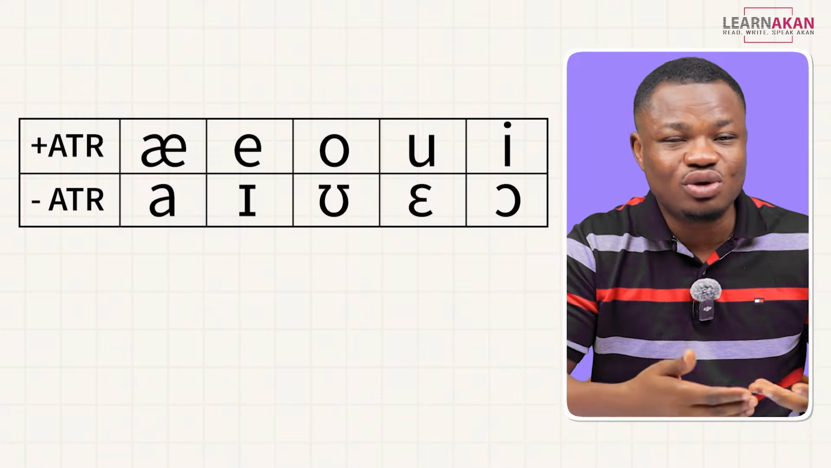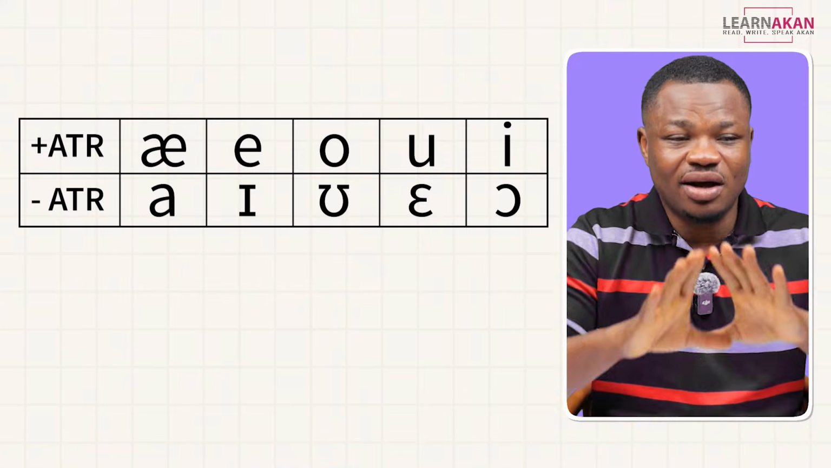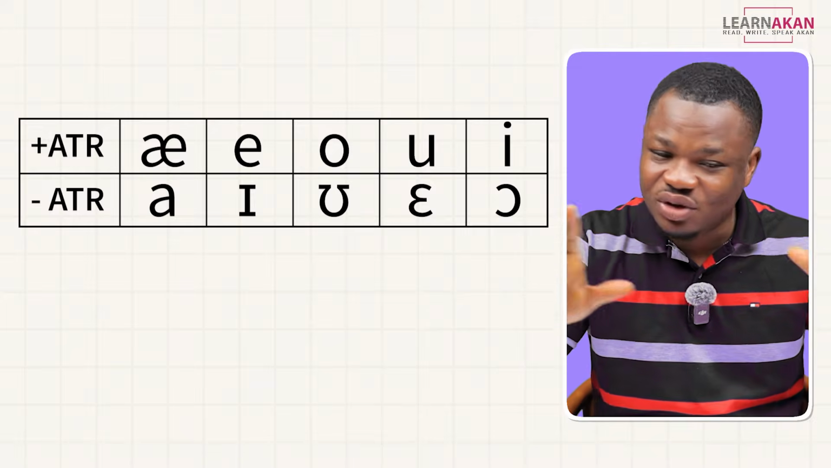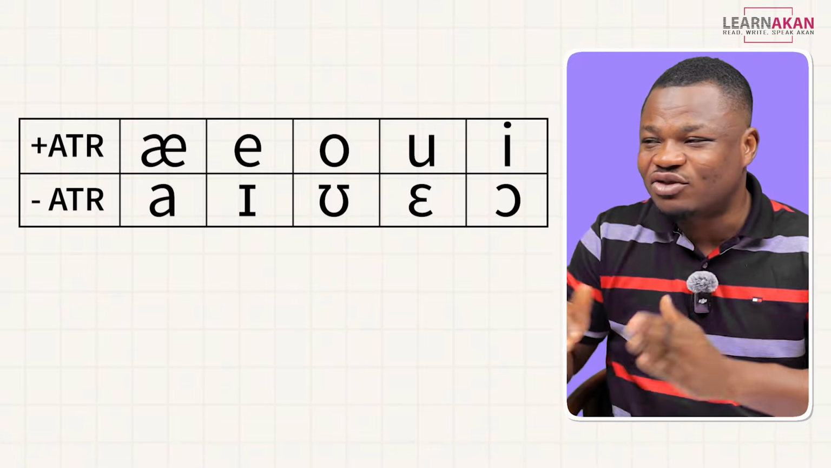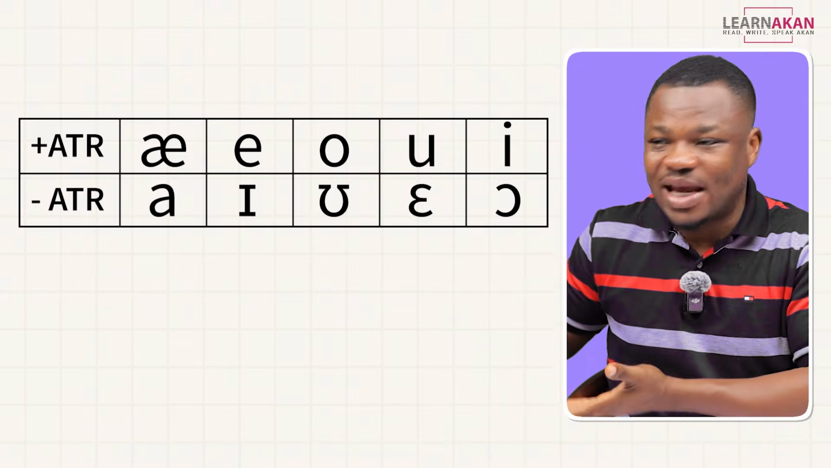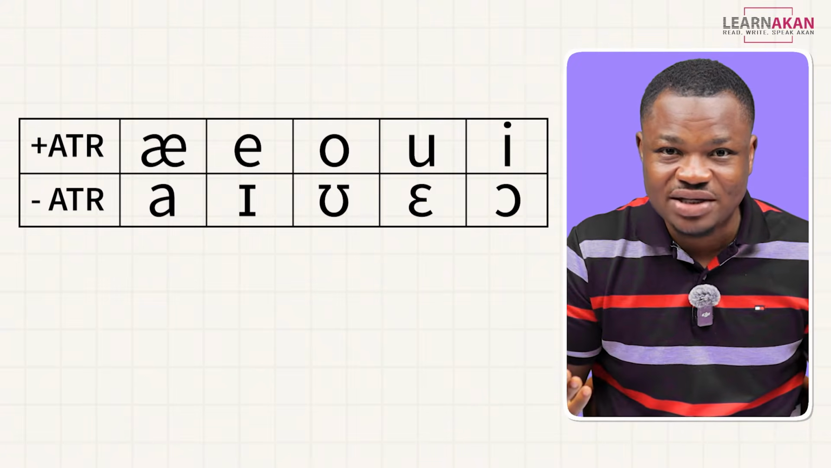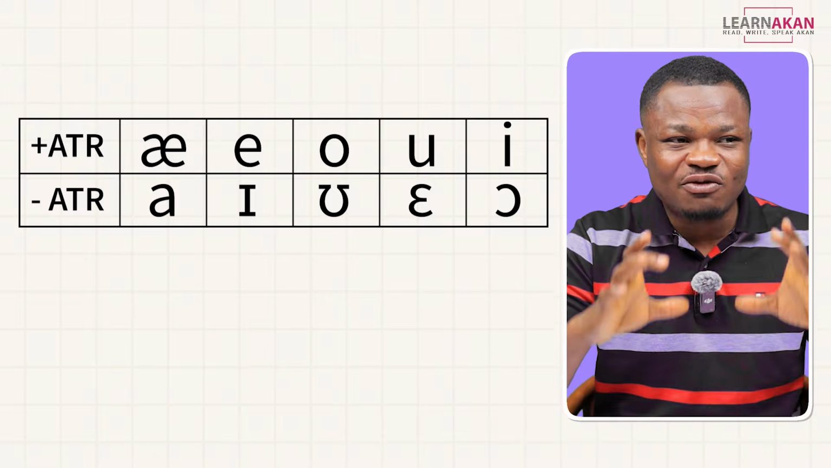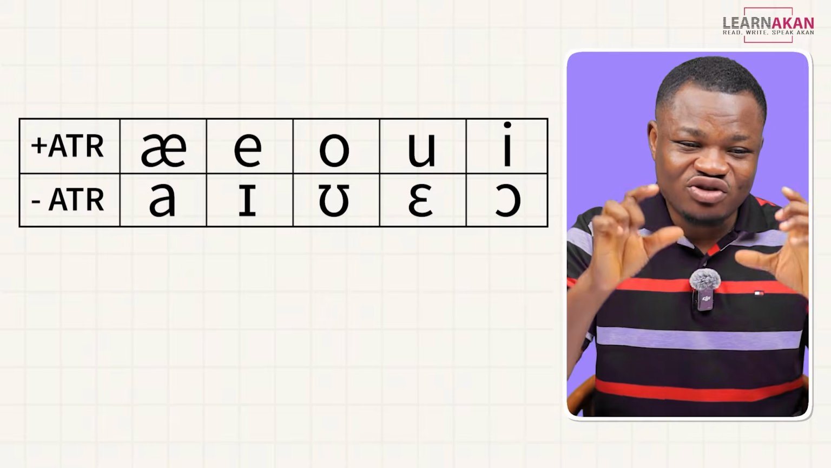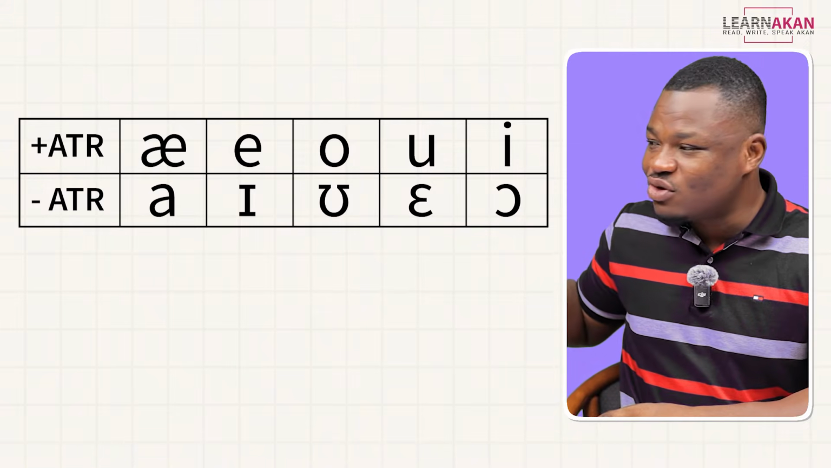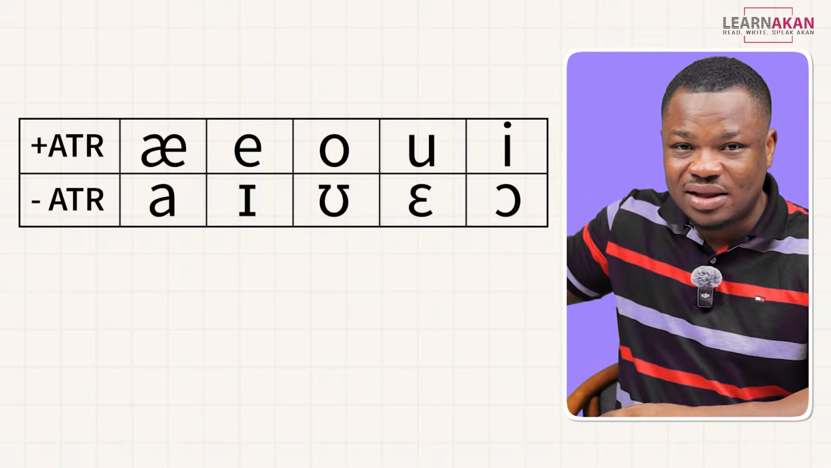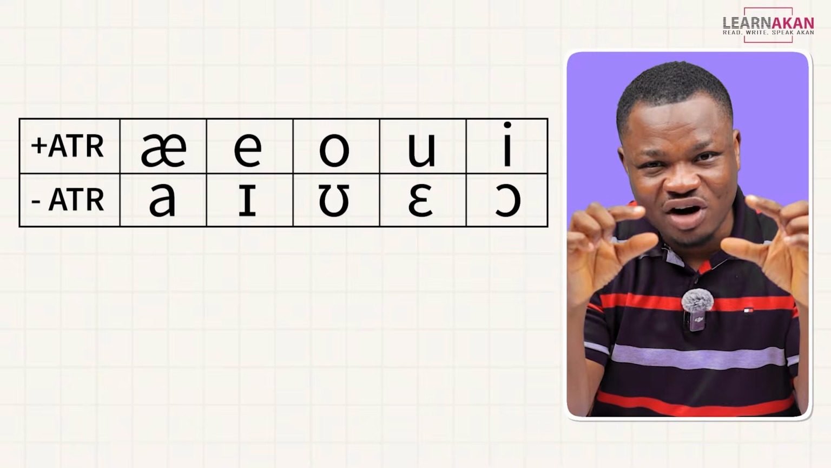Even though I told you about how the division was made, I told you not to worry about that. You just have to memorize the 2 sets. Each set contains just 5 sounds, so it should be easy to memorize. Now, we said vowel harmony restricts the occurrence of vowel sounds from either set within the same environment.